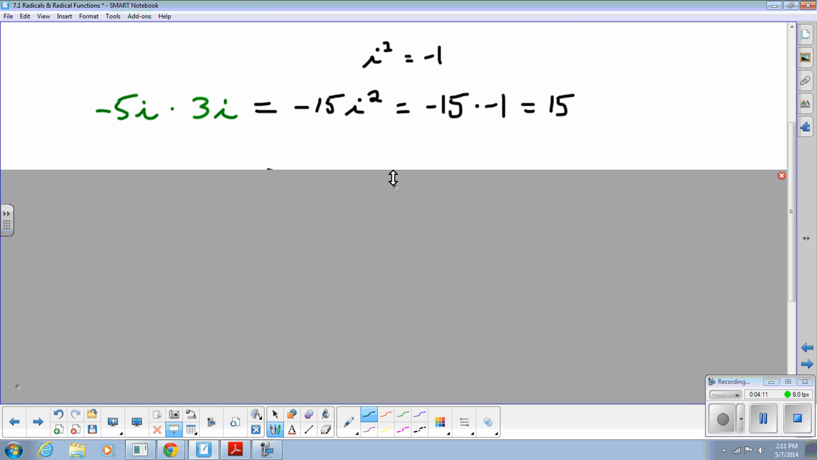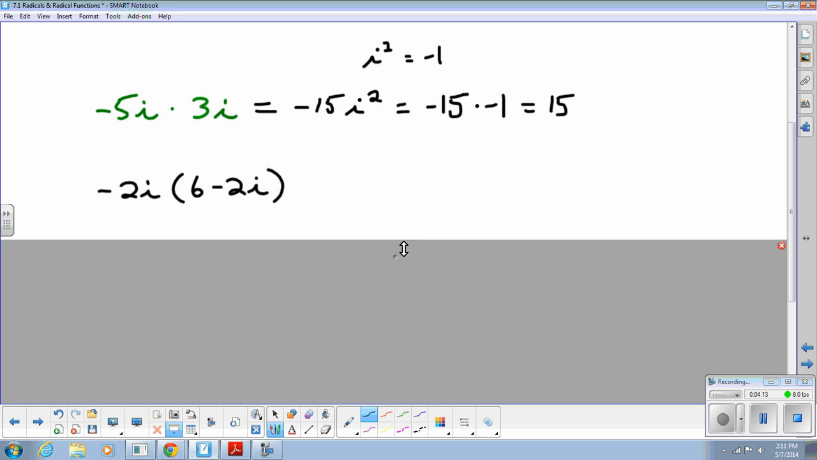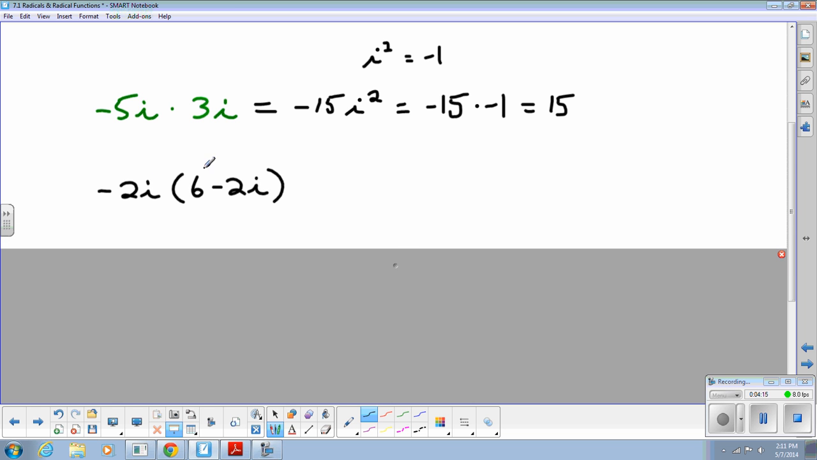Moving to a second example where we're multiplying. Negative 2i times 6 minus 2i. So on this one, I will be distributing. I'm going to be distributing the negative 2i to the 6 and the negative 2i to the minus 2i. And then we'll see if we have like terms and what we can simplify and make easier. Negative 2 times 6 is negative 12. So I have negative 12 and I have an i.